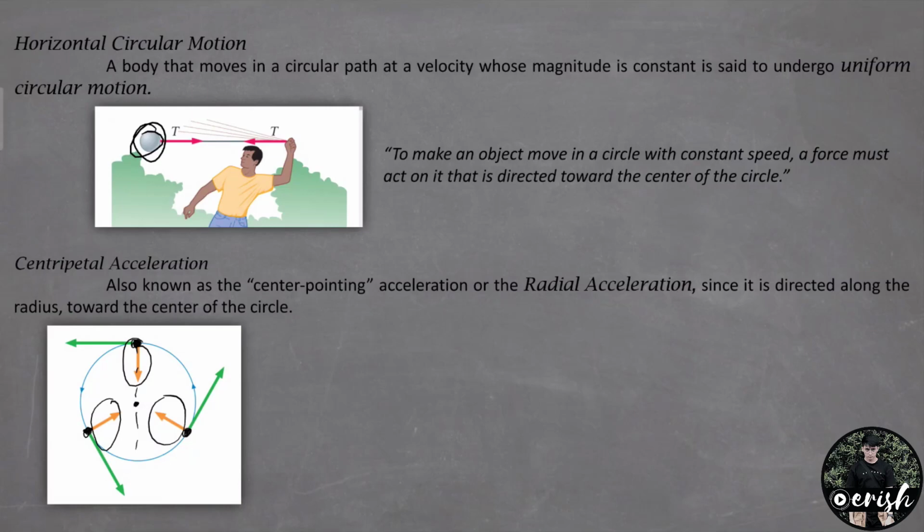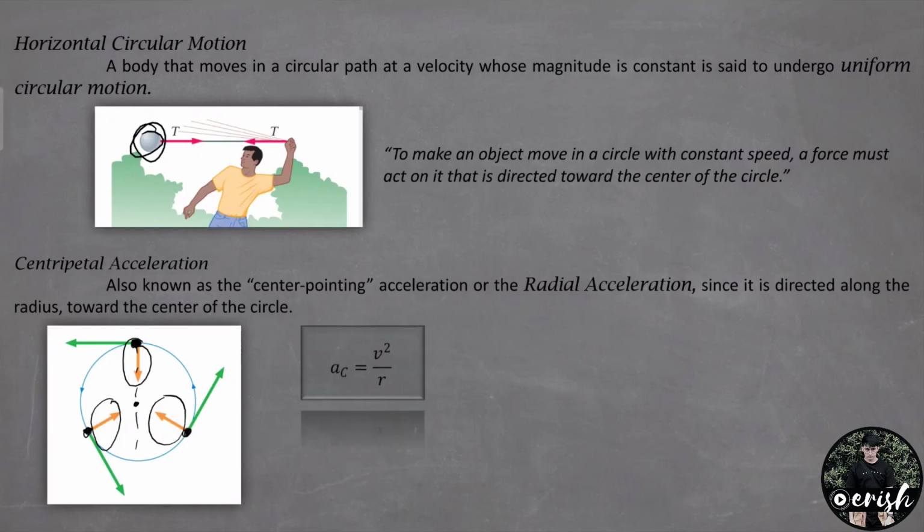Take note that the speed is the same at this point and at this point, but the direction of motion is different. They have the same speed but their directions are different. And a changing direction of motion means a changing velocity and hence an acceleration. The magnitude of this centripetal acceleration, whose direction again is toward the center of the circle, is calculated with this formula.